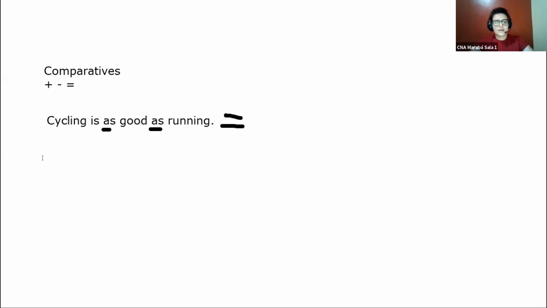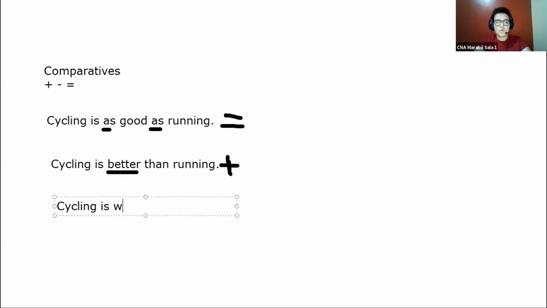If I want to say that cycling is better than running, I mean that cycling is superior. Cycling is superior, when I use better, than running, okay? And if I want to say that cycling is worse than running, I mean that cycling is inferior to running. So cycling has a degree of inferiority to running.